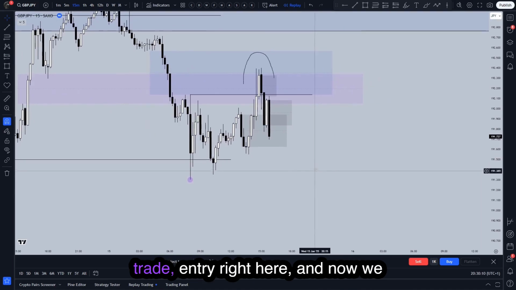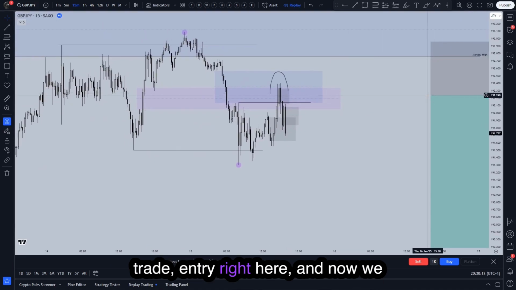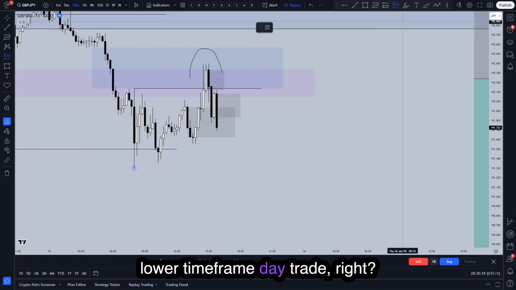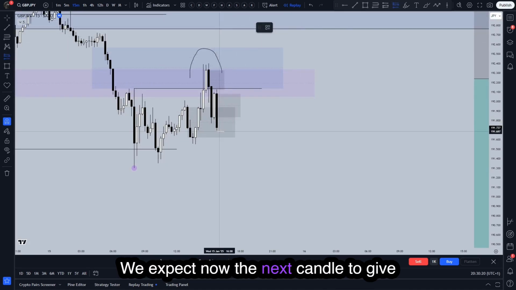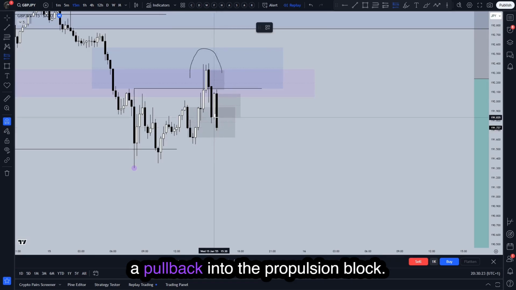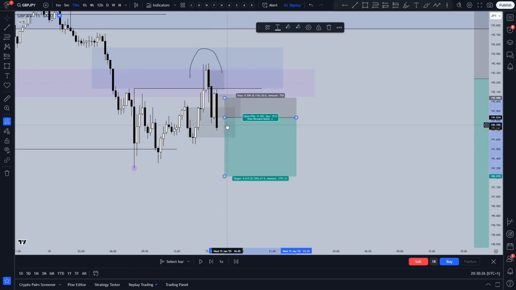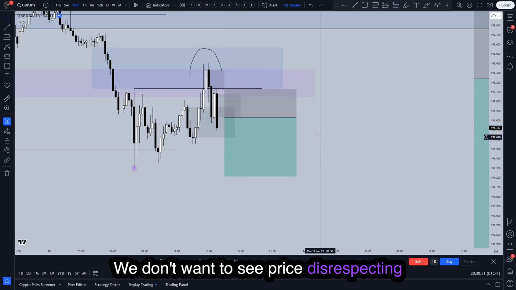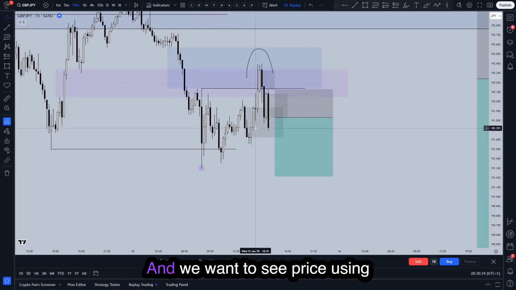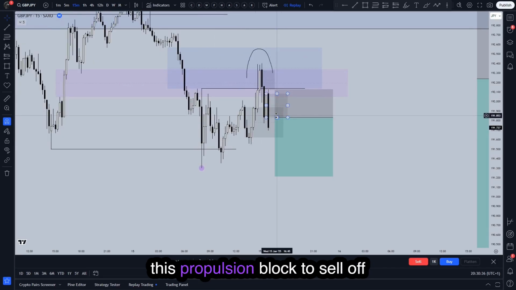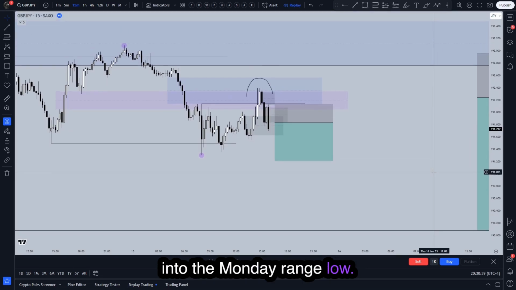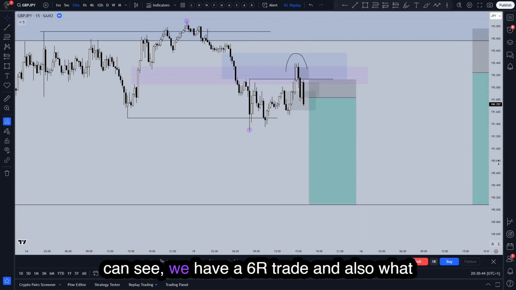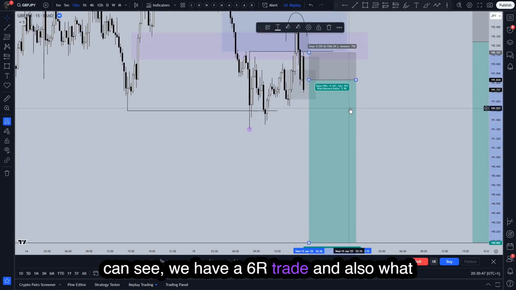So remember, we have our swing trade entry right here, and now we can add a second trade, which is a lower time frame day trade, right? And what do we expect now? The next candle to give a pullback into the propulsion block, and then we want to see the propulsion block to hold. We don't want to see price disrespecting now this bearish propulsion block, and we want to see price using this propulsion block to sell off into the Monday range low. So again, we put our TP here, and as you can see, we get a 6-hour trade.